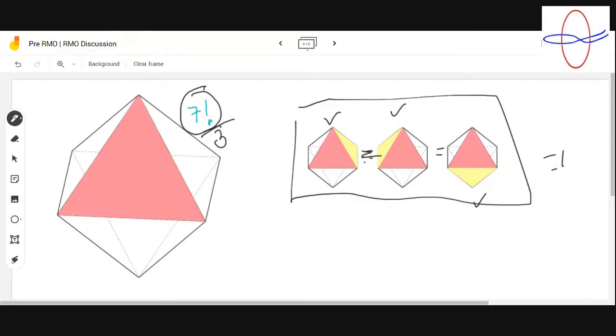But see, if we don't fix the one color, then we can place that one color in other triangles also and get the same orientation. So therefore, to avoid that, we are doing this. Also, did you understand this?